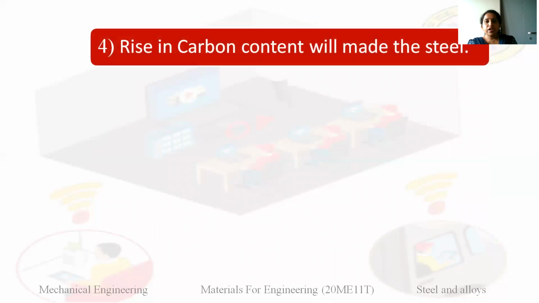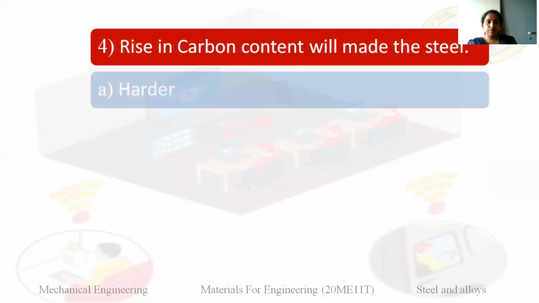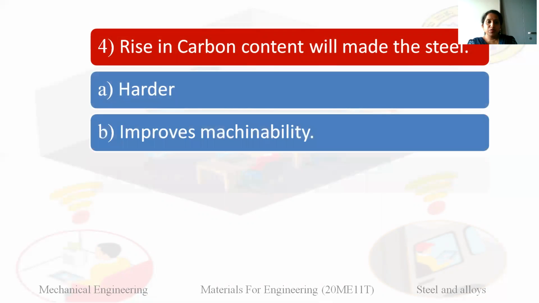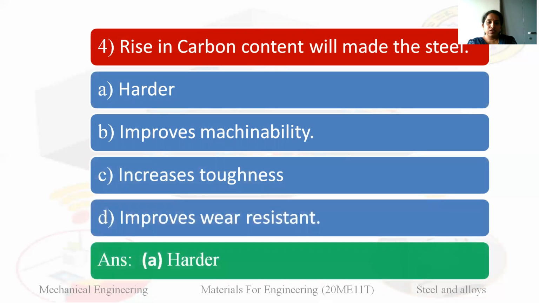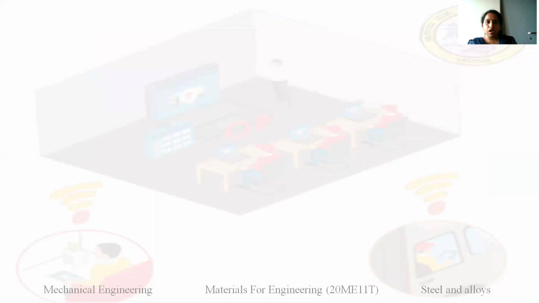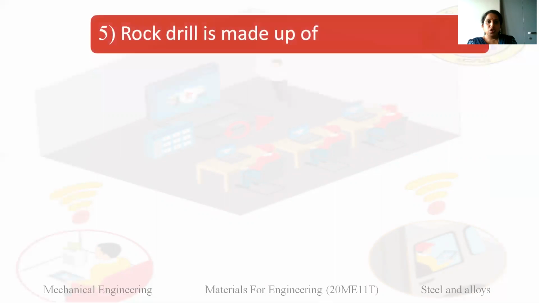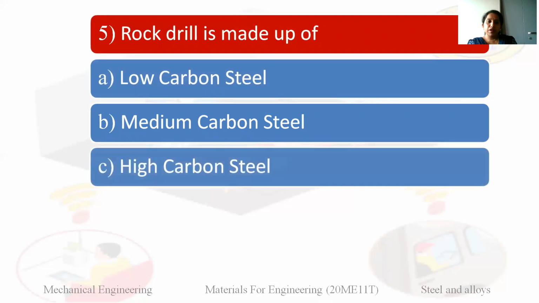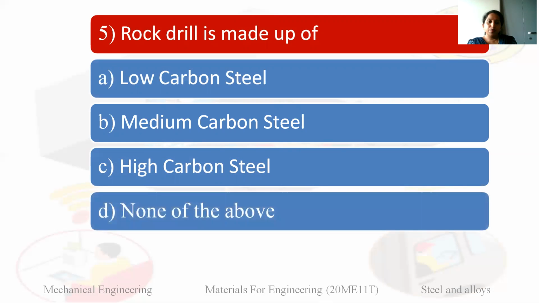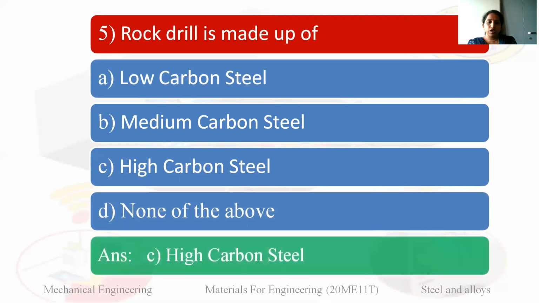So rise in carbon content will make the steel harder, improves machinability, increases toughness, improves wear resistance. Answer is harder. So increase in the carbon content makes the steel harder. So rock drill is made up of low carbon, medium carbon, high carbon, and none of the above. So answer is, we all know that it is made up of high carbon steel.